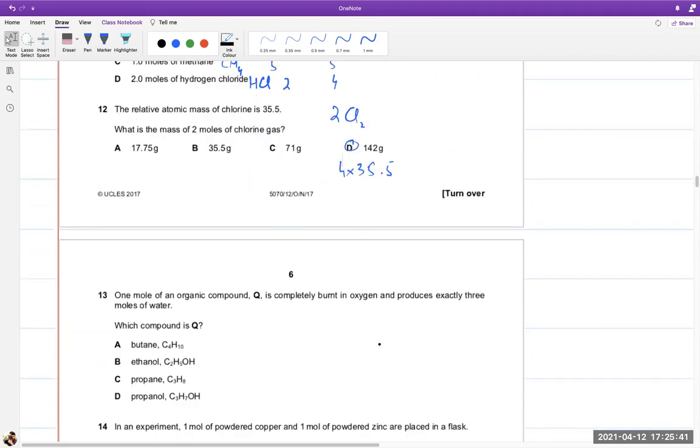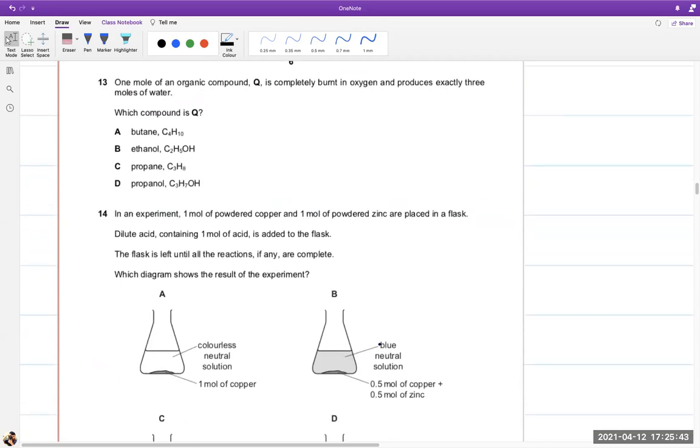Okay. 1 mole of an organic compound is burnt in oxygen and produces exactly 3 moles of water. They haven't told us how much carbon there is, but this is combustion analysis. 3 moles water is formed, so the organic compound may have oxygen, it may have hydrogen, but how much hydrogen should it have?